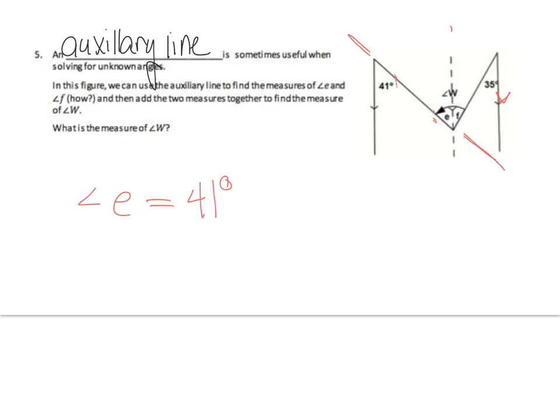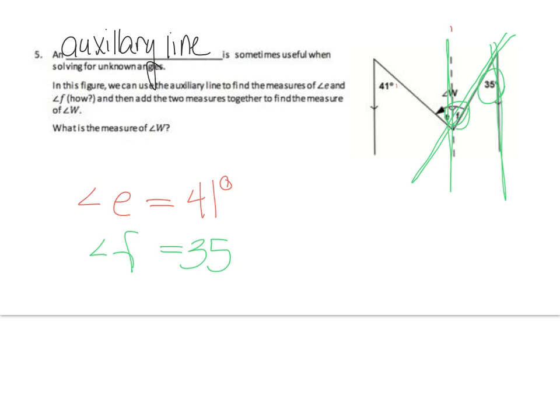I need to erase some stuff here. Got a little messy. Let's change to another color. I have a parallel line and a transversal. These are alternate interior angles. So angle F is 35 degrees. And we know that angle W is angle E plus angle F, which equals 76 degrees.